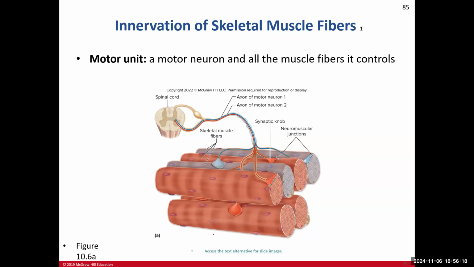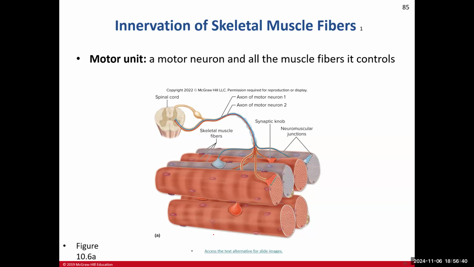And so those synaptic knobs usually will hover or come in contact with the muscle fiber, usually in the middle of the muscle fiber. All right, but you can see this one motor neuron is going out to these various muscle fibers all over the place there. So that's when we're talking about a motor unit.